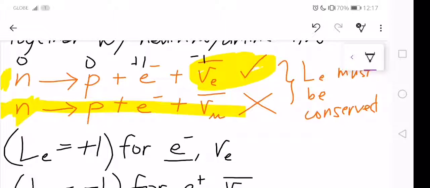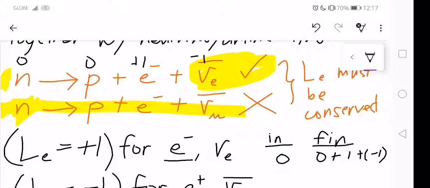So the initial lepton number is 0. The final lepton number should also be 0, which in this case is 0 plus 1 plus minus 1 from the electron antineutrino. So in the first interaction, the lepton number is conserved.